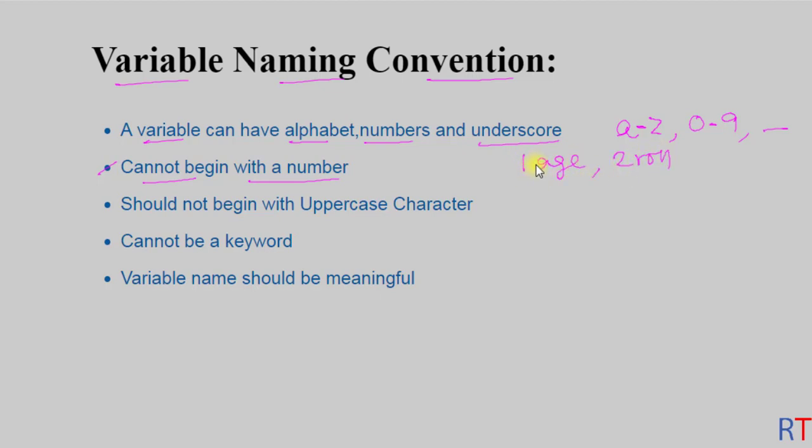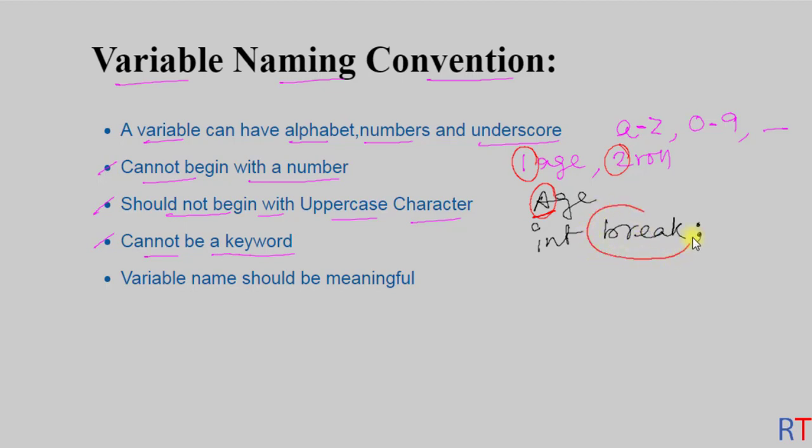So we cannot begin a variable name with a number, and a variable name should not begin with an uppercase character. So we cannot create a variable Age where the first character is in uppercase. And most importantly, a variable name cannot be one of the reserved keywords. For example, we cannot create a variable name like int break, because break is a reserved keyword, and we cannot use it as a variable name.